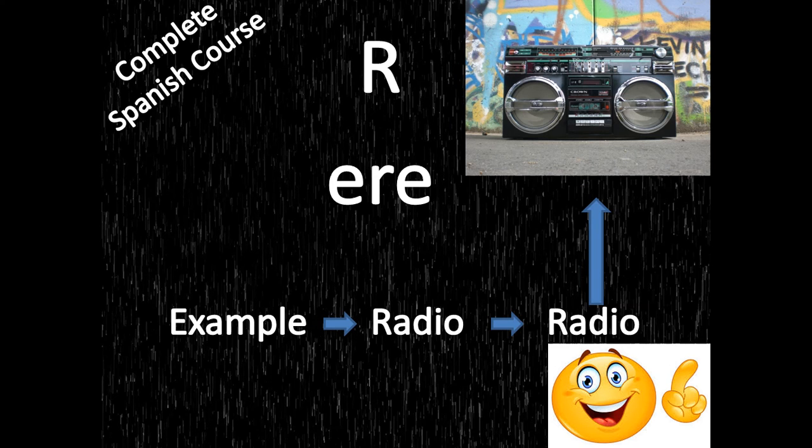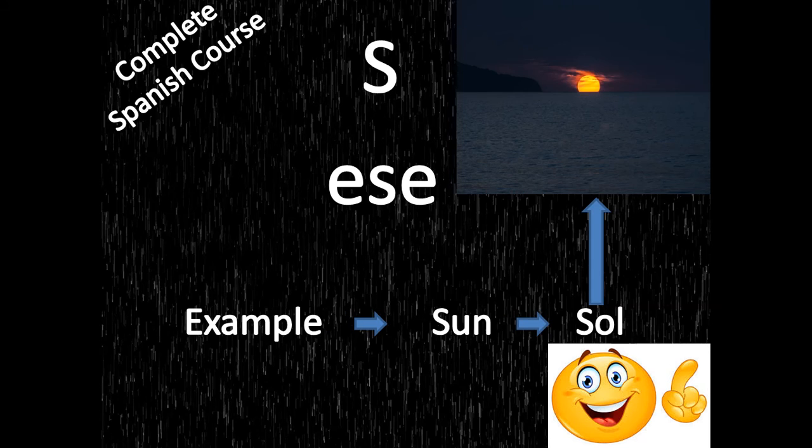Next letter is R. R is pronounced as array. Example, radio. Radio is pronounced in Spanish radio. So next letter is S. S is sounded as SC. Example, sun. In English, sun is pronounced as sol in Spanish. Sol.